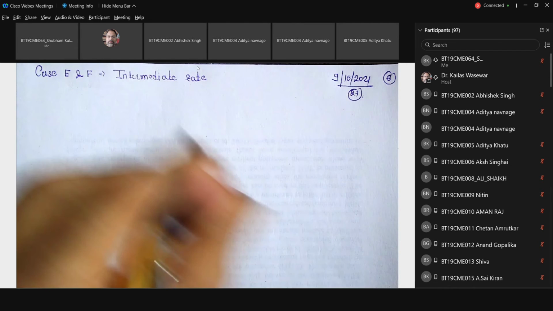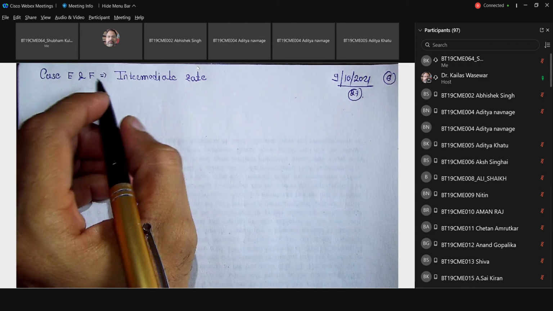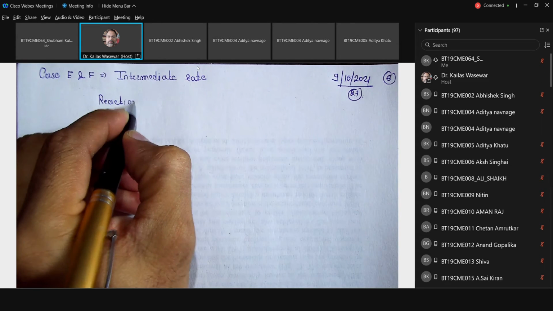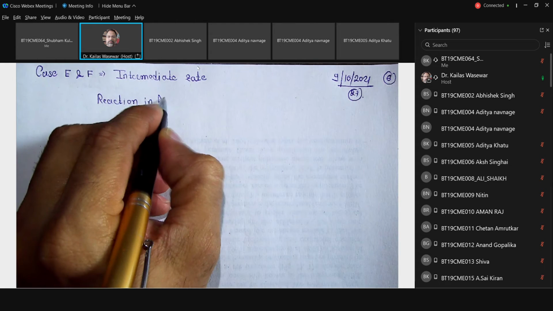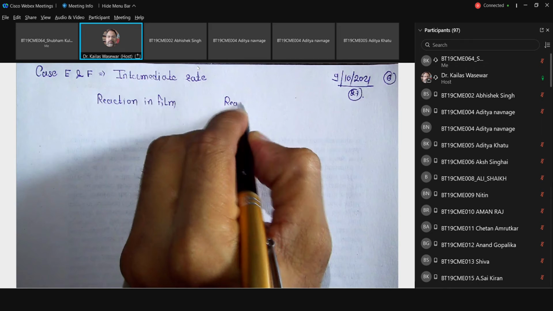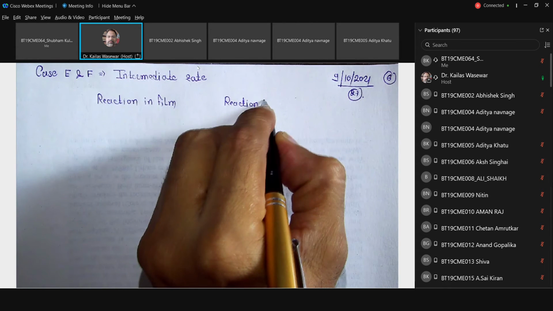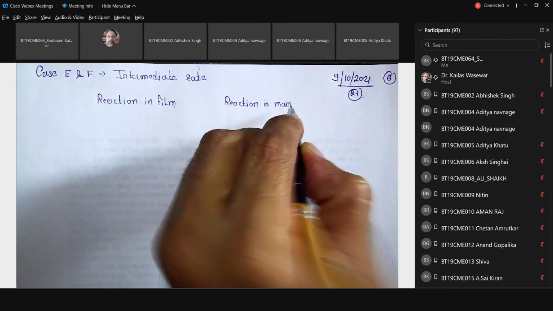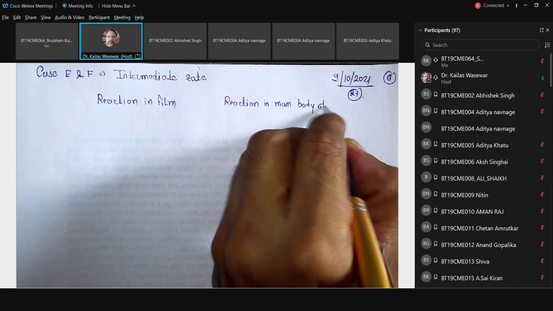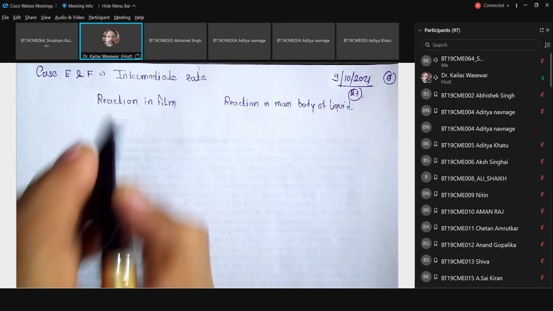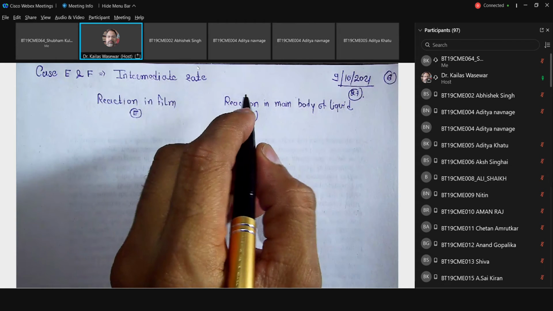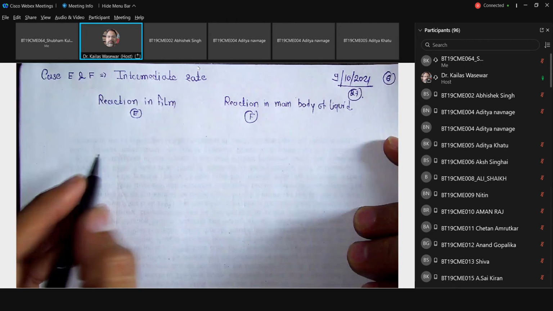Here the rate is intermediate and the reaction will be in the film and reaction in the main body of liquid. You can see the body of liquid. That's it. So that is E and this is F. So the mechanism you can base on the two film theory to draw it.